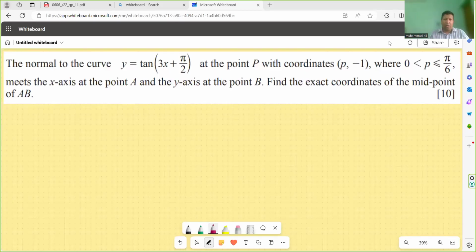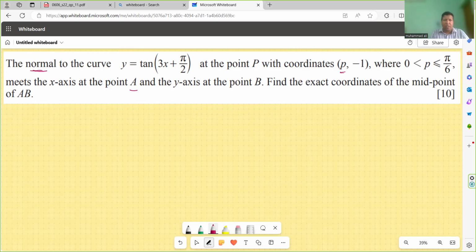The normal to the curve y equals tan(3x plus pi by 2) at the point P with coordinates (p, minus 1), where the x value is p and the y value is minus 1, where p is greater than 0 and less than or equal to pi by 6, meets the x-axis. That means the normal line meets the x-axis at the point A and the y-axis at the point B. Find the exact coordinates of the midpoint of AB.